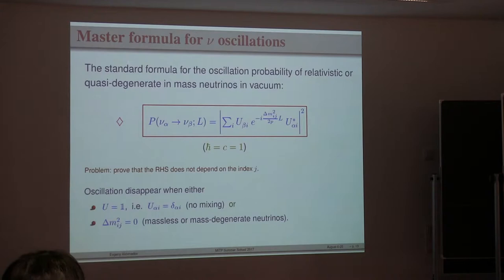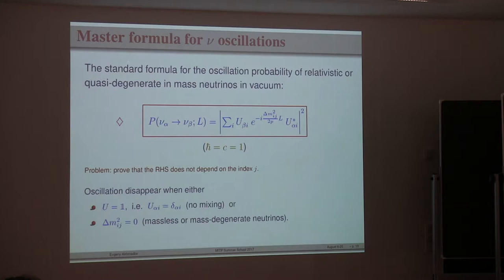Sorry. In the exponent, we have delta m squared with index j. But what is j? Okay, so it's just introduced for convenience. The index i has a clear meaning. Now what is j? It's convenient to take, instead of the masses, squared mass differences. And the result doesn't depend on j. So whatever j we take, the result will be the same. It's a simple exercise which I suggest for you.